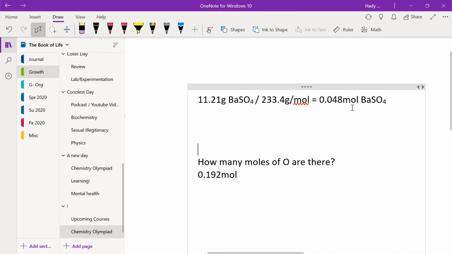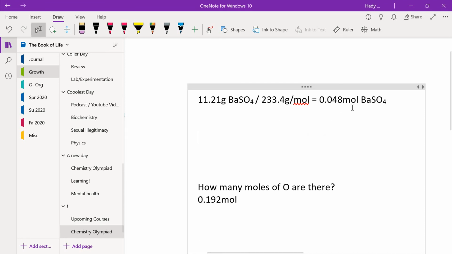So back to the question, though. So 0.048 moles of barium sulfate. That means, how many moles of barium would you have? Well, there's 1 barium per molecule, so it's as if you just had 0.048 moles of barium.